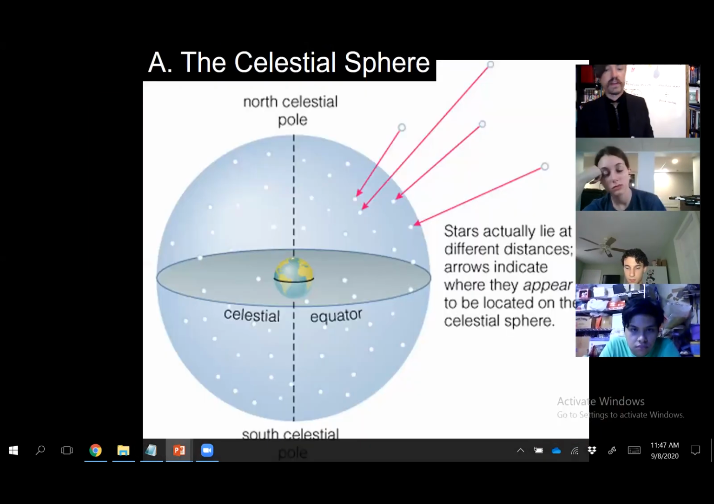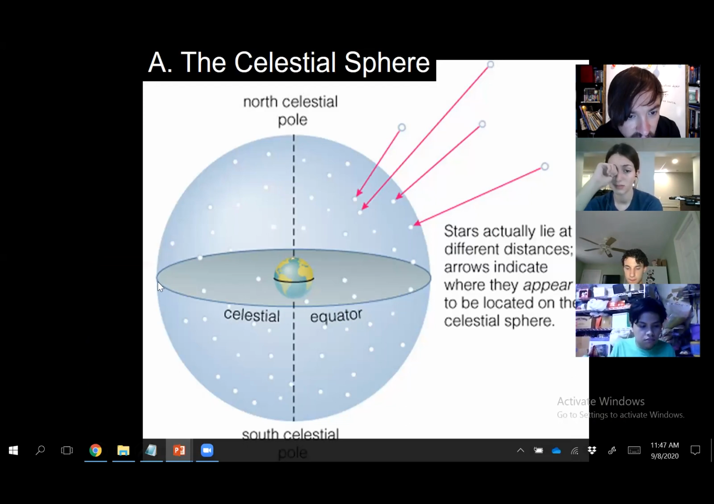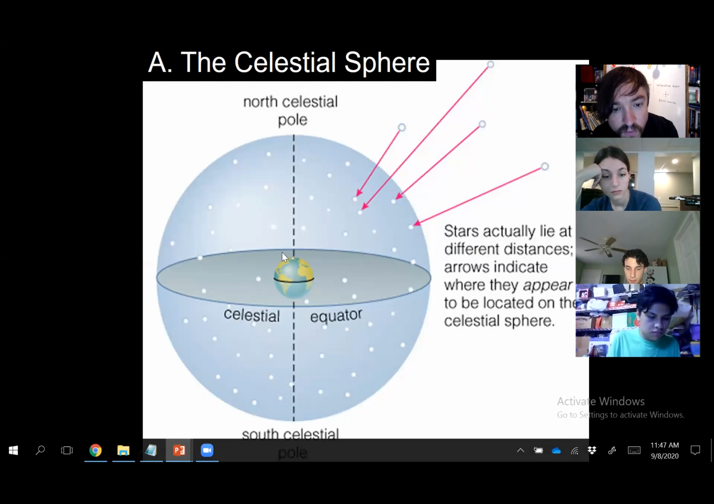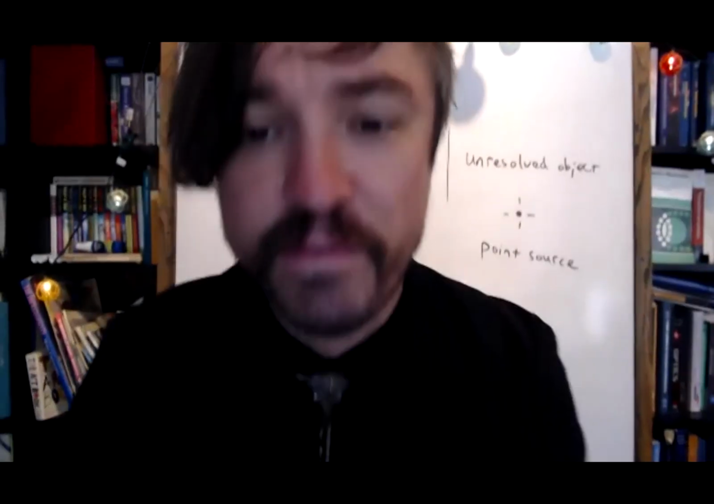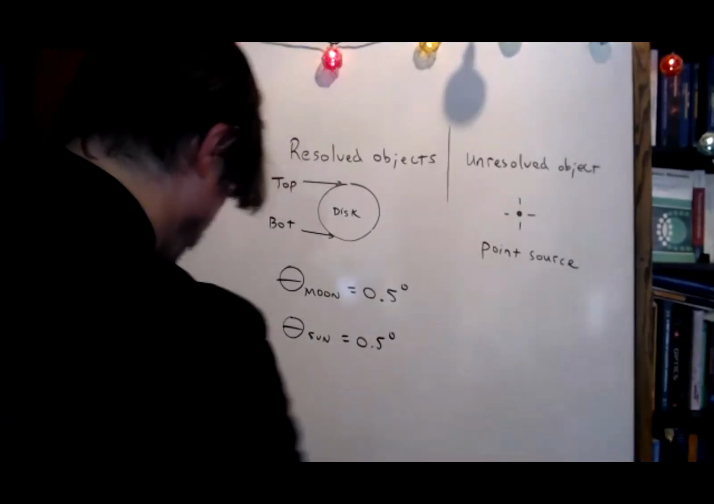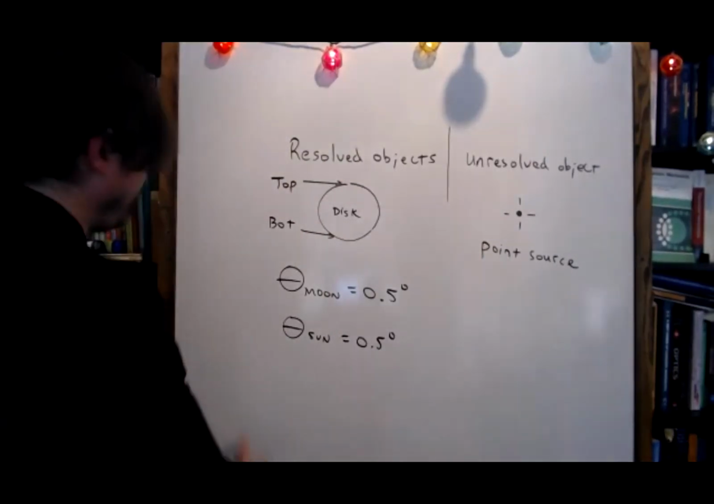Here's a picture of the celestial sphere, and we're going to take some notes identifying 3 points on the celestial sphere: the north celestial pole, the celestial equator, and the south celestial pole are reference points on the celestial sphere, and they are also reference points on your sky. Why don't you follow along with me as we take some notes?